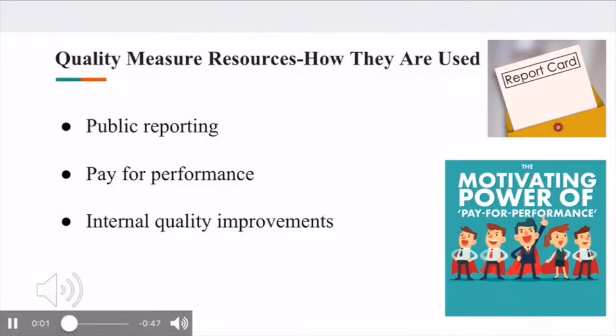So how are the quality measures being used? They are being used in public reporting, where hospitals and other healthcare agencies are evaluated and then required to report evaluation grades for the public to see. This puts the power in patients' hands to decide where they want to seek care.